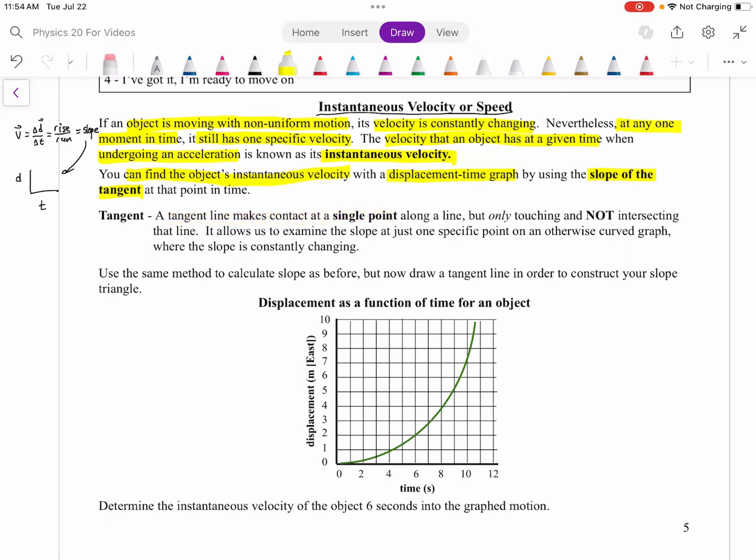And so that's where the idea of the tangent line comes in, right? A tangent line just makes contact at a single point along a line, but only touching and not intersecting. And that's actually what I was drawing here when I was showing this kind of thing. I'm not doing a very good job, but get the rough idea, right? The slope there looks something like that. The slope there looks something like that, right? Those are tangent lines. Okay, and what they let us do is examine the slope at just one specific point on an otherwise curved graph where the slope is constantly changing.